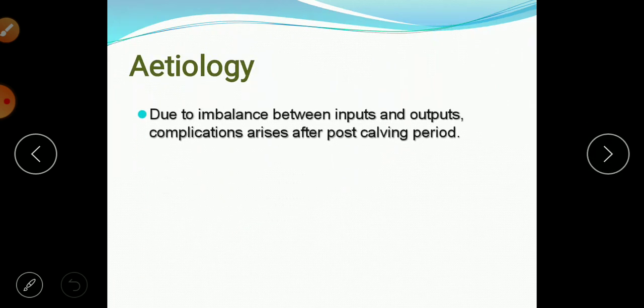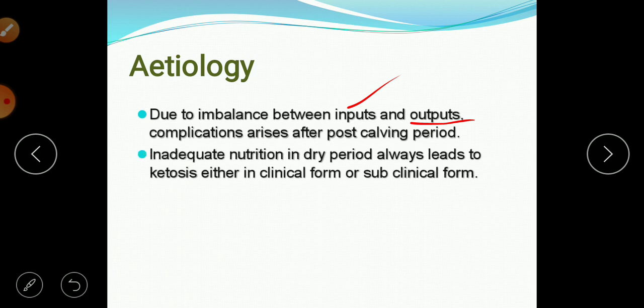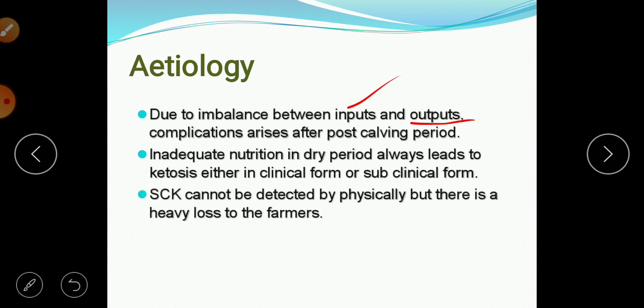So, what are the factors behind this disease? Due to the imbalance between the inputs and outputs that arises after the post-calving period. The inputs, in dry conditions, mean the farmer does not give an adequate amount of feed, and the outputs mean that after parturition the animals generally give high amounts of milk and colostrum, and as you know, colostrum has around 20 times more calcium than normal milk, and this imbalance predisposes to these diseases. So inadequate nutrition in dry periods always leads to ketosis either in clinical or subclinical form. Subclinical ketosis cannot be detected physically, but there is a heavy loss to the farmer. So it goes unnoticed.